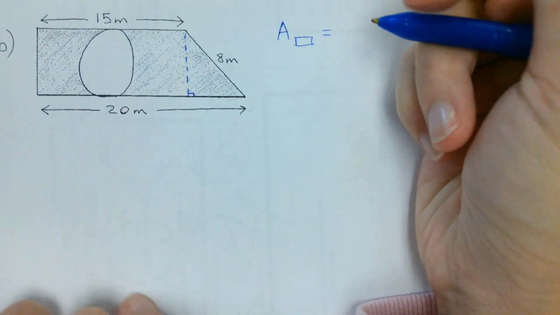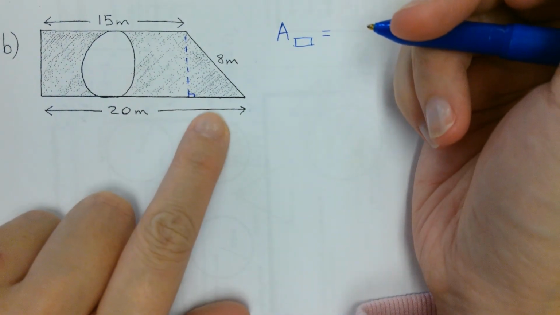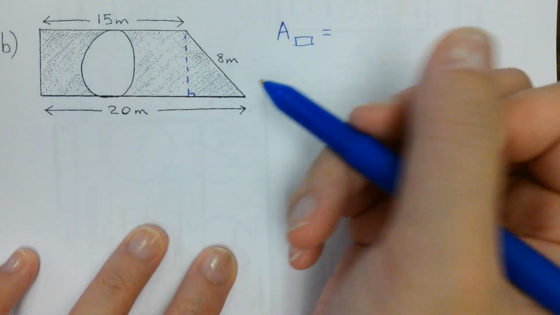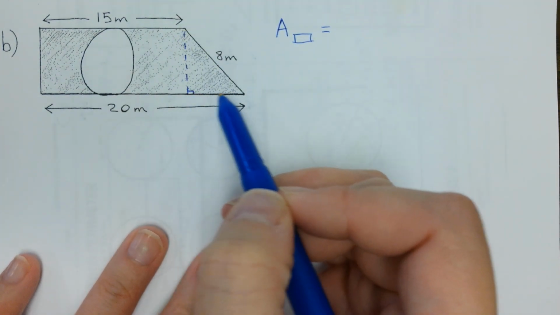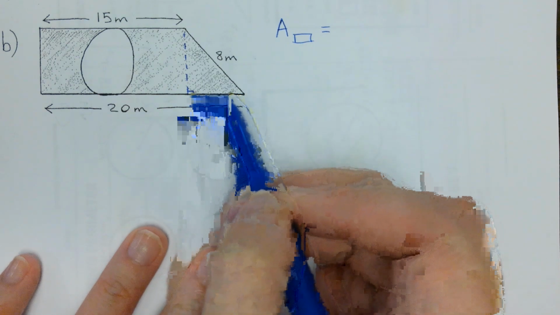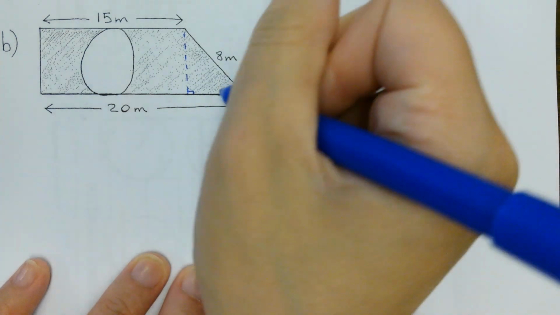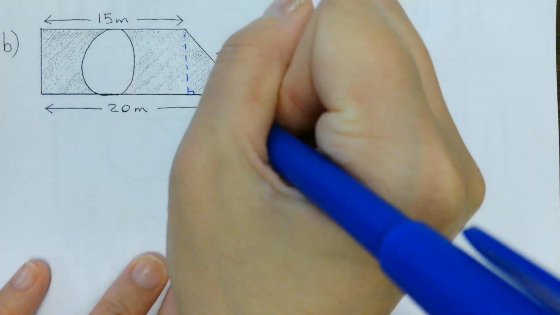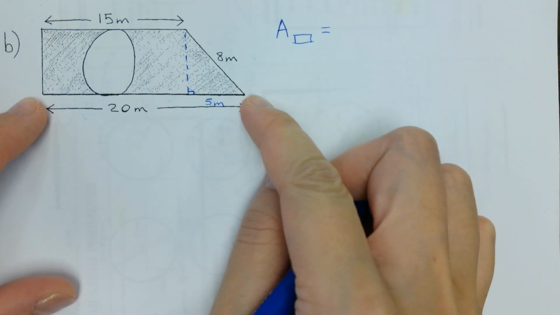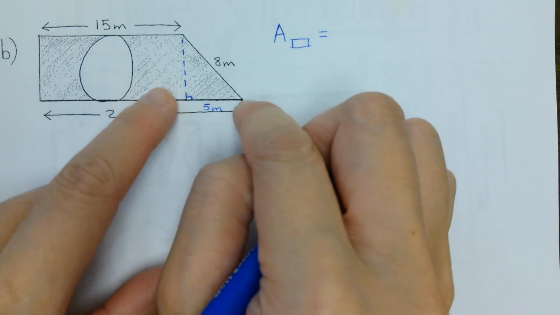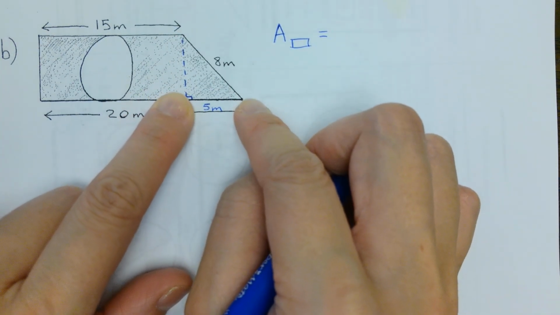So I'm going to first off do the area of the rectangle first. That's the easiest. Oh, actually no, that's not the easiest. Okay, I have a right angle triangle right here. Oh, okay. What is the length of this bottom side? 5 meters. How did you get that? Right. If you know the whole length here is 20, and this is 15, so that is 5.